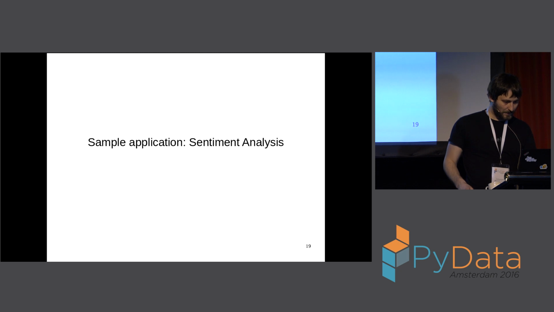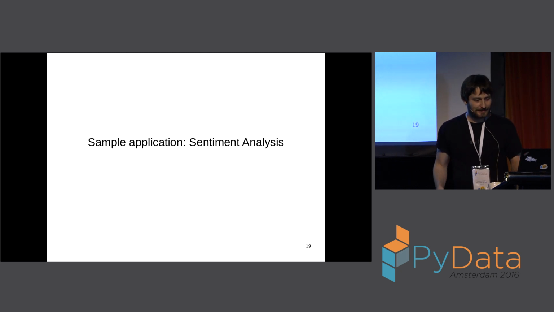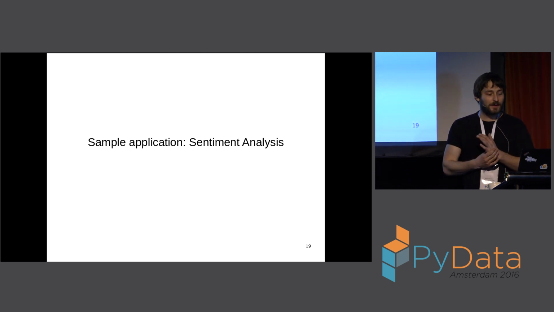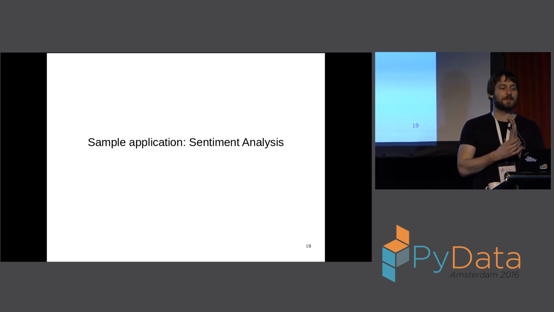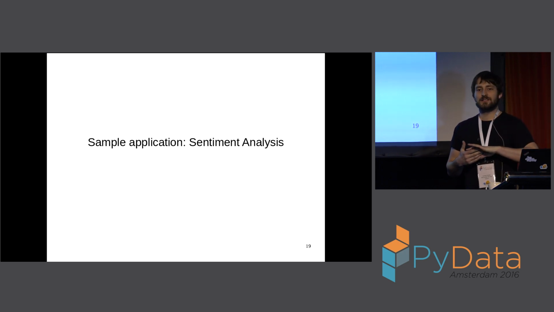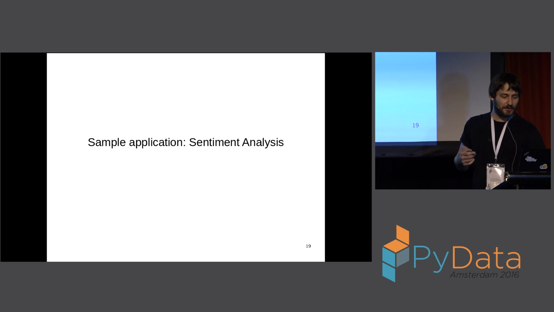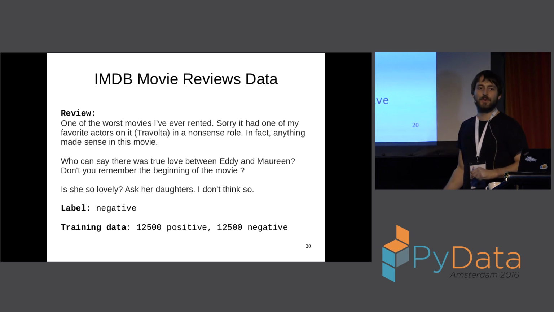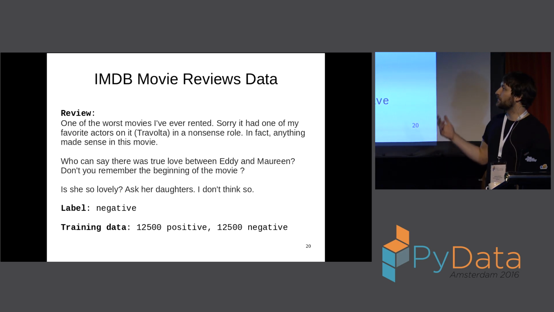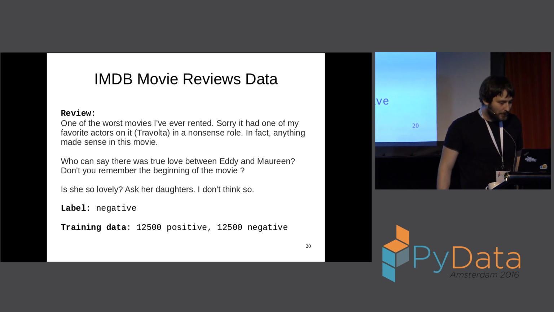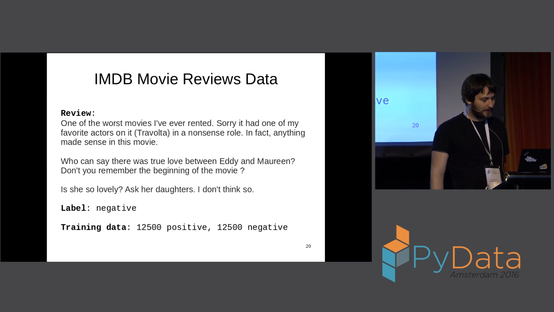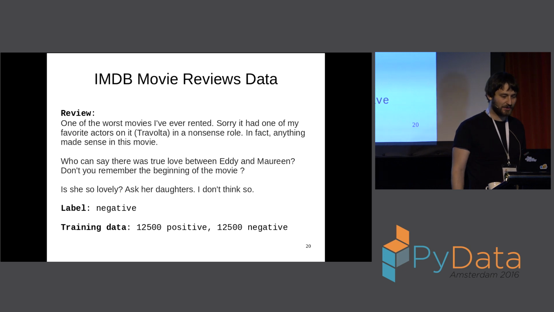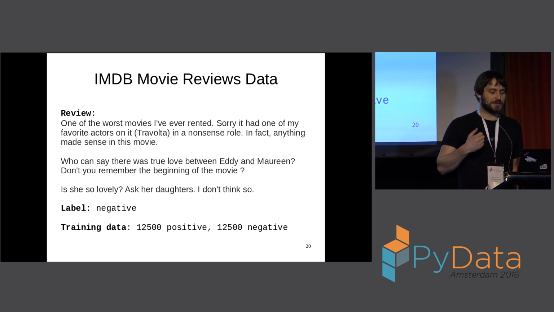So I want to go through a quick application, sentiment analysis. So this will be on the IMDb movie review dataset. So we have texts here, which are reviews of movies like this one. One of the worst movies I've ever rented. Sorry, had one of my favorite actors on it, Travolta, in a nonsense role, and so on. And so we have a label for this, which is negative.